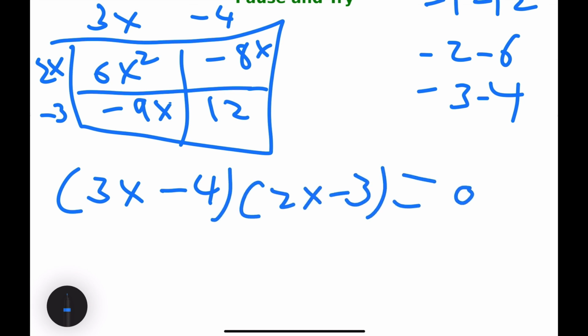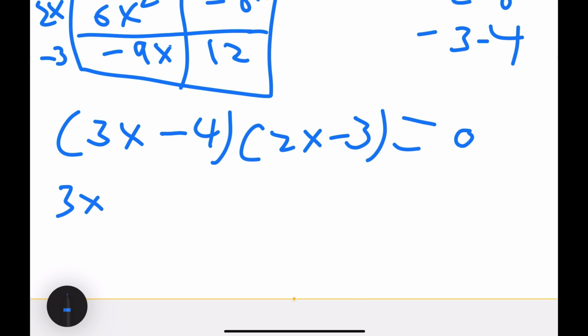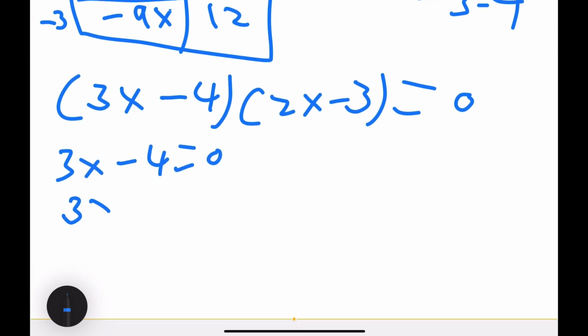That is equal to 0. So we know that 3x minus 4 equals 0. So if we add 4 to both sides, we get that 3x is equal to 4. So now we can divide each side by 3 to get that x is equal to 4 over 3.